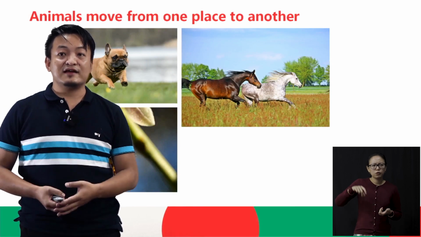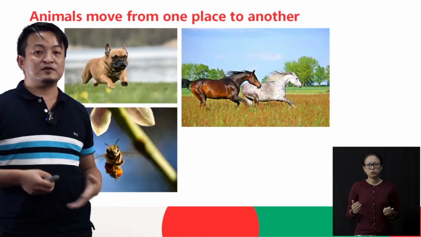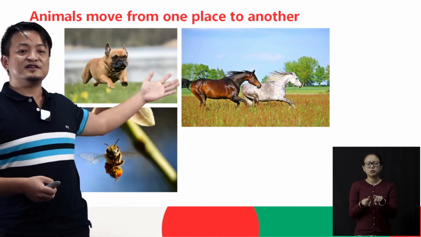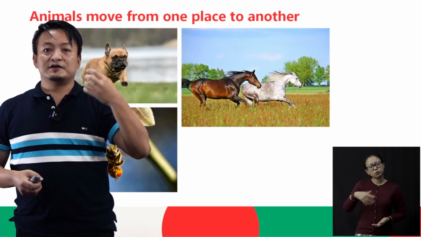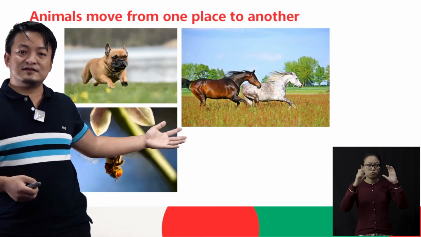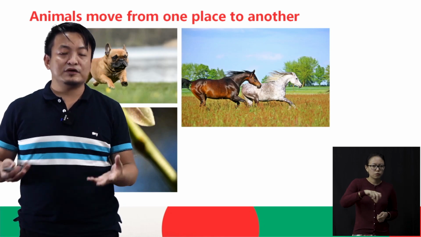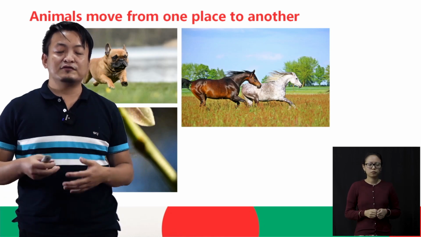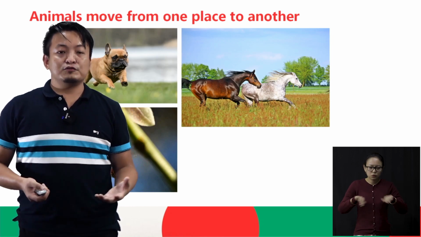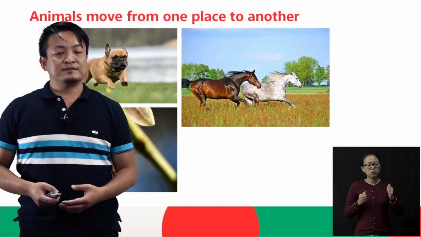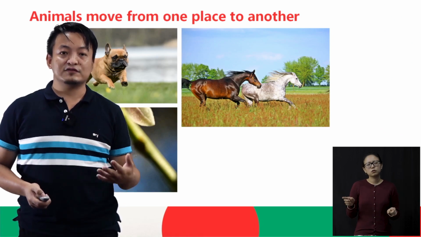Same as that, animals can move from one place to another. We can see here a dog running, a horse, and we can also see an insect here. Different types of animals move in different ways. Some can fly, some run, some swim. So from here we learn that animals, like humans, can also move from one place to another.